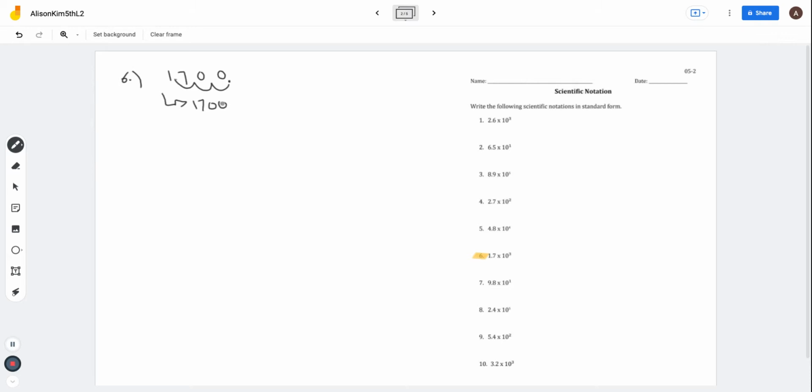It's very simple. You just need to move the decimal point to the right the same number of times as the number up here, the exponent. So in this case, it was 10 cubed, so we moved the decimal point to the right 3 times. And 1700 was your final answer.